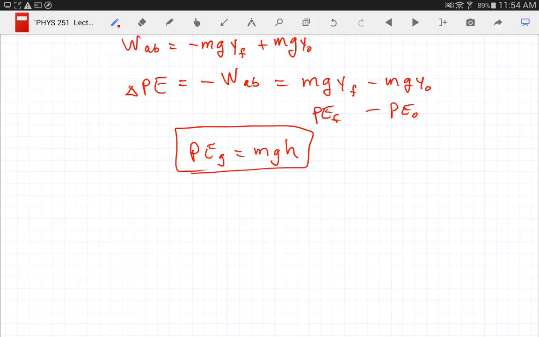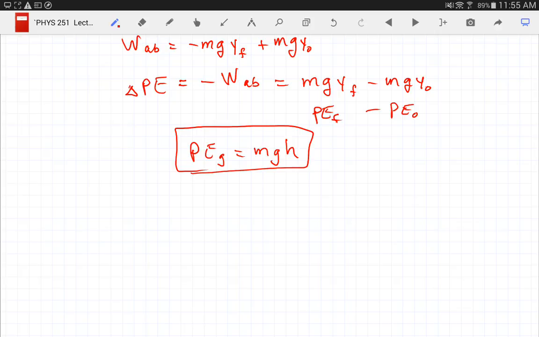And I'm going to do one more calculation just to make sure we're clear on why it's h for height. Why I changed from y, which of course meant elevation, to h for height. With the potential energy for gravity, you say, well, what height is going to be zero potential energy then?